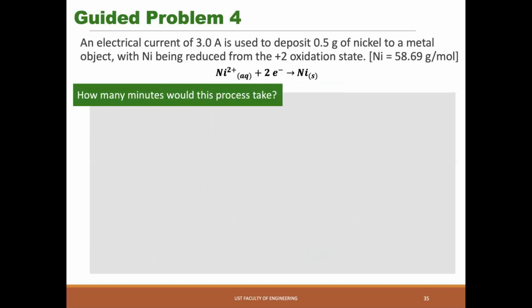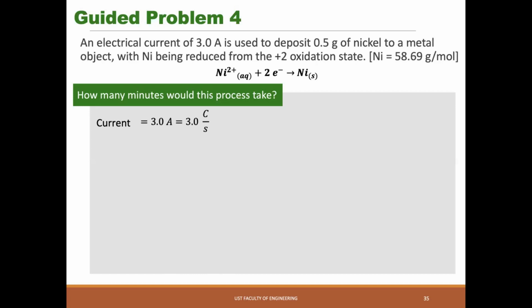So another variation of an electrolytic cell problem would be we are given the electrical current and the mass of nickel that has been deposited on a metal object, and we are asked how long would this process take in terms of minutes. So again, we have the current given in amperes, so that's coulomb per second. But since we do not know the time, we cannot directly compute for the electrical charge.